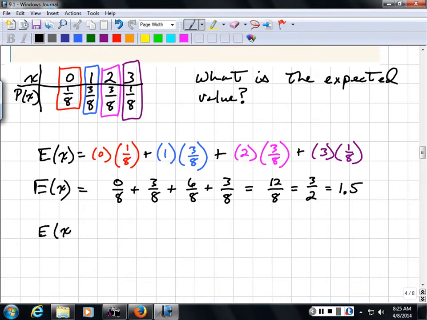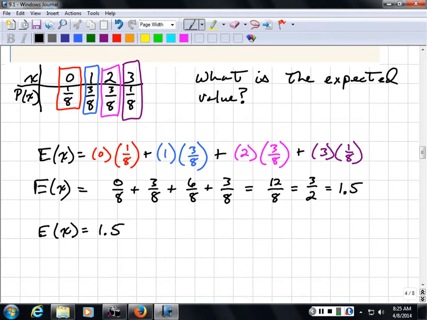Now, let's examine the expected value for a moment. Can I get 1.5 heads when I flip coins? No. The expected value is not necessarily going to be an event that actually occurs. Expected value is really useful when you're looking at large amounts of data and you are doing a probability distribution and you're trying to understand, in this whole big grouping of numbers, what should I expect? Well, think about it.